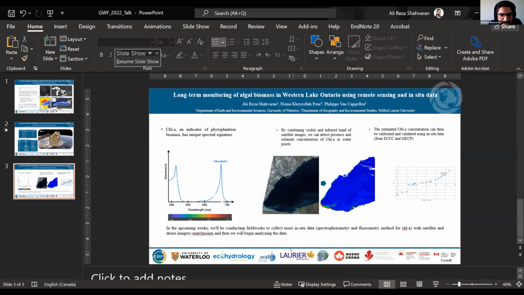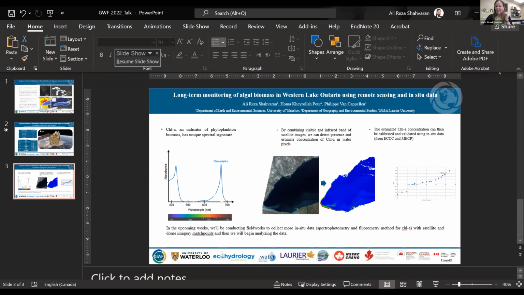In the upcoming weeks, we'll be conducting fieldwork to collect more in situ data using spectrophotometry and fluorometry methods for chlorophyll A concentration, and also on the dates that we have both satellite and drone overpasses. And then we will begin analyzing the data. Thank you. Sorry for the problem with the PowerPoint.